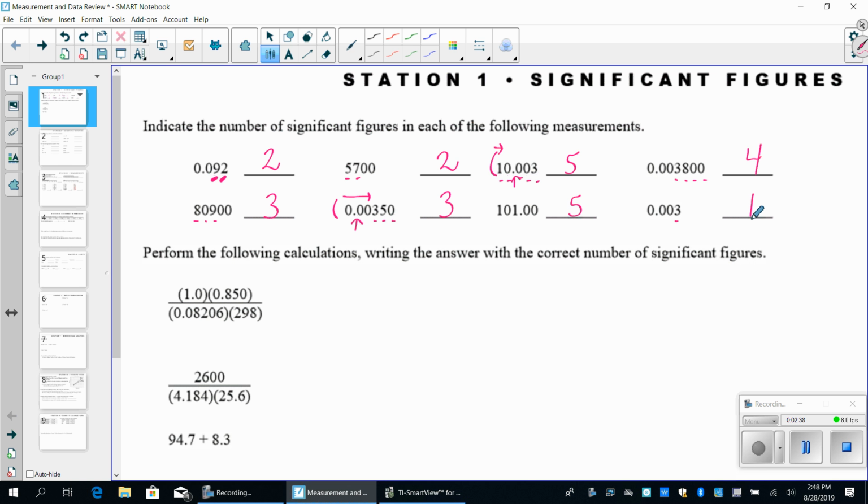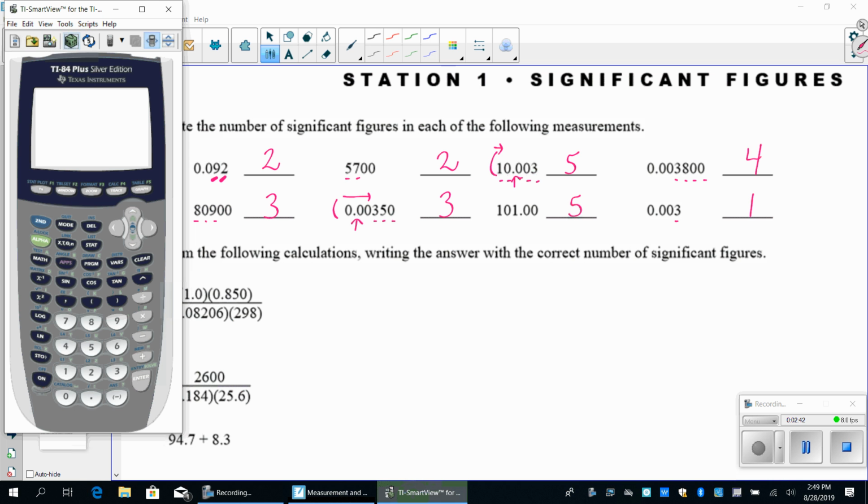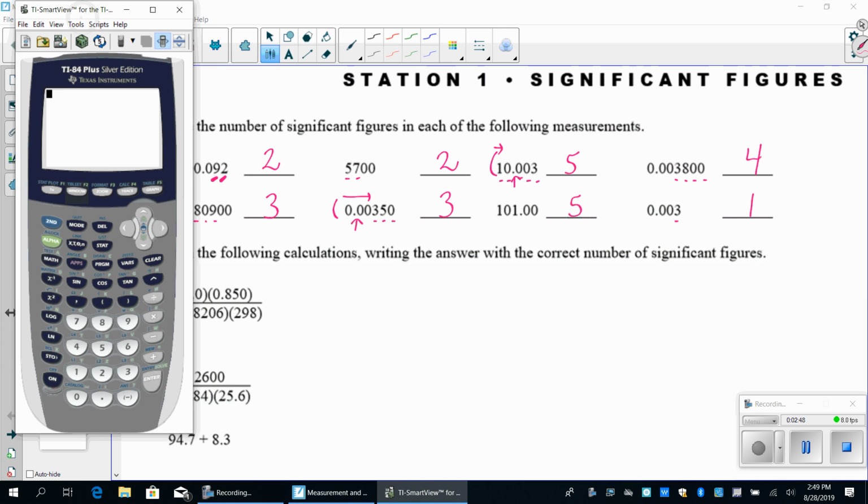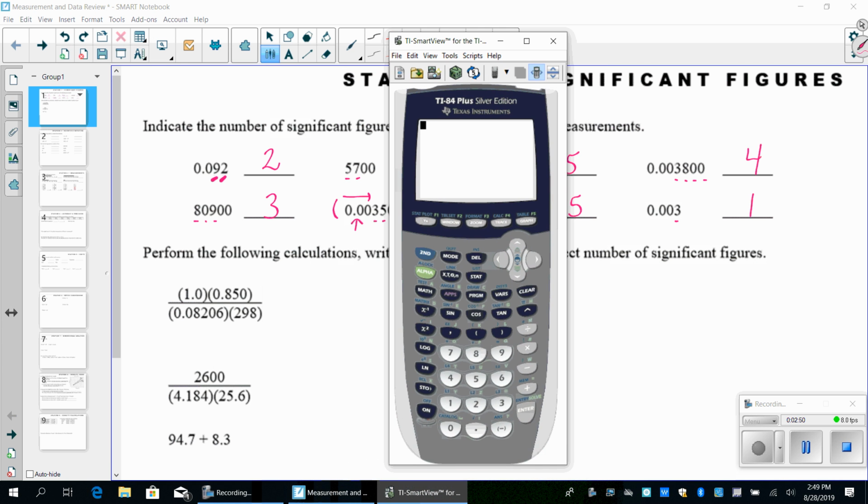All right, performing the calculations. Let's pull up the calculator. And I wanted to go ahead and put this in so you can see it on the calculator and go ahead and get the answer there. So you have 1.0 times 0.850. Hit enter, and you get 0.85.